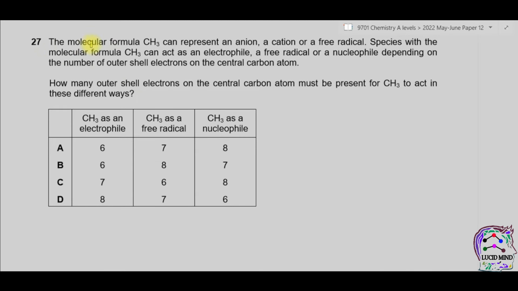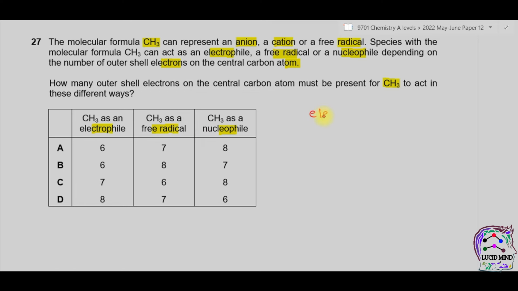Question 27. The molecular formula CH3 can represent an anion, cation or a free radical. Species with the molecular formula CH3 can act as an electrophile, free radical or nucleophile, depending on the number of outer shell electrons on the central carbon atom. How many outer electrons on the central carbon atom must be present for CH3 to act in these different ways? It should be an electrophile, a free radical or a nucleophile.